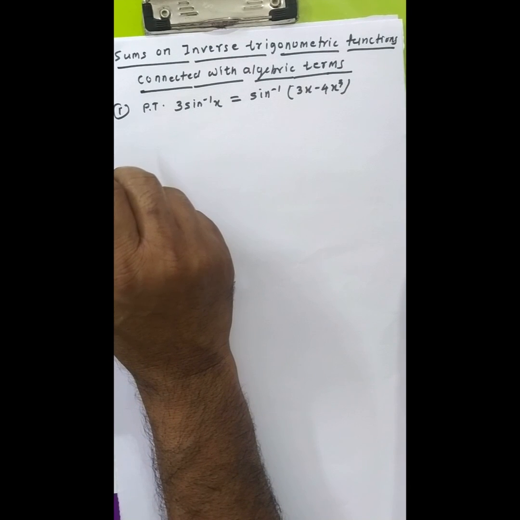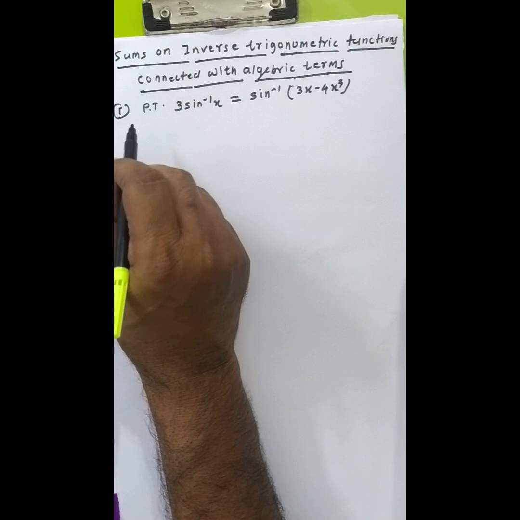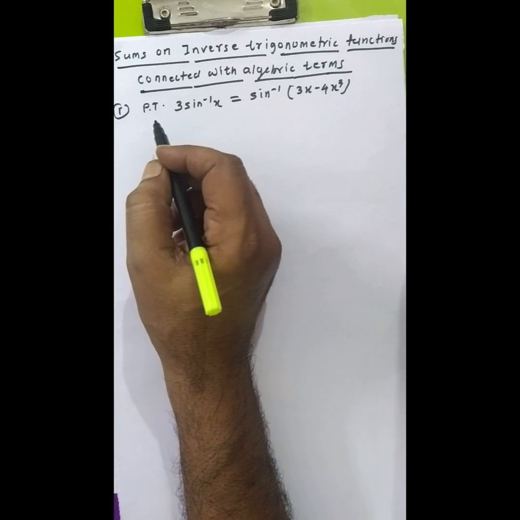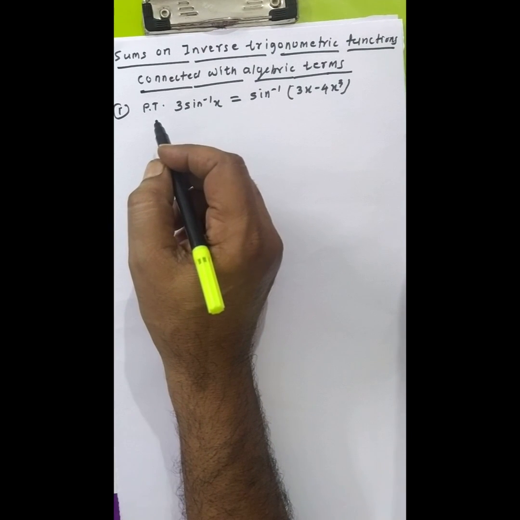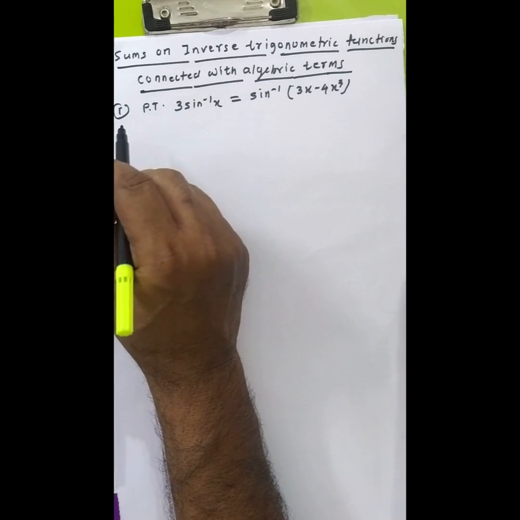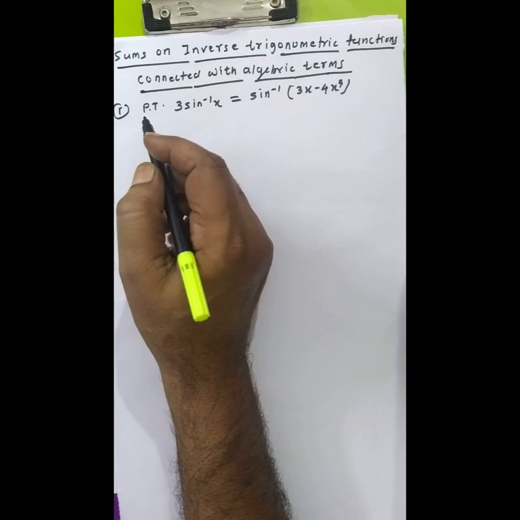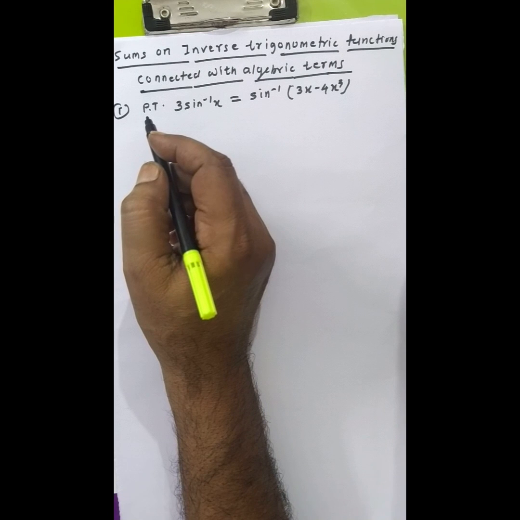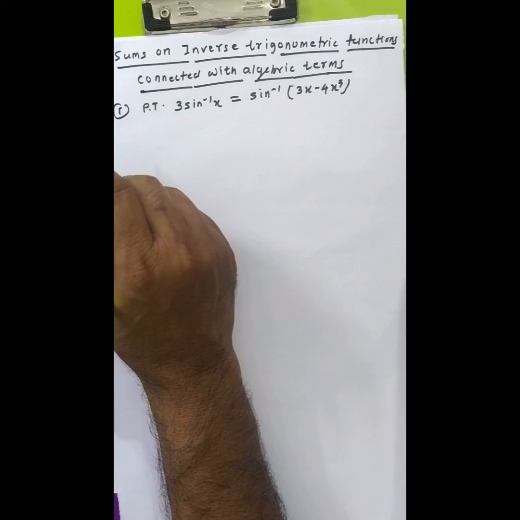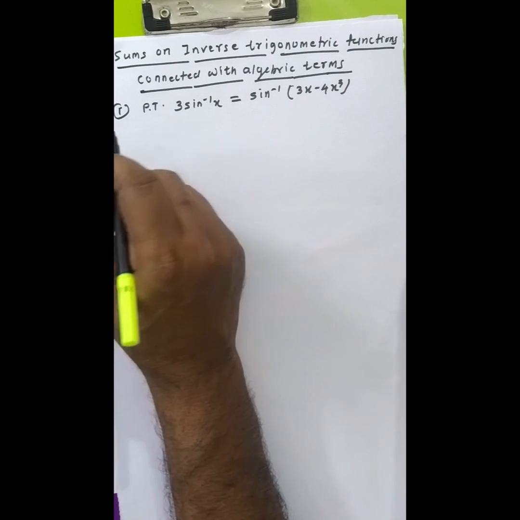Here a few sums will be given in the form of prove that, and sometimes they will be given as express in the simplest form. Now when it is prove that, we have to take the side containing more number of terms and prove it equals the side containing less number of terms. It will be easy to prove.